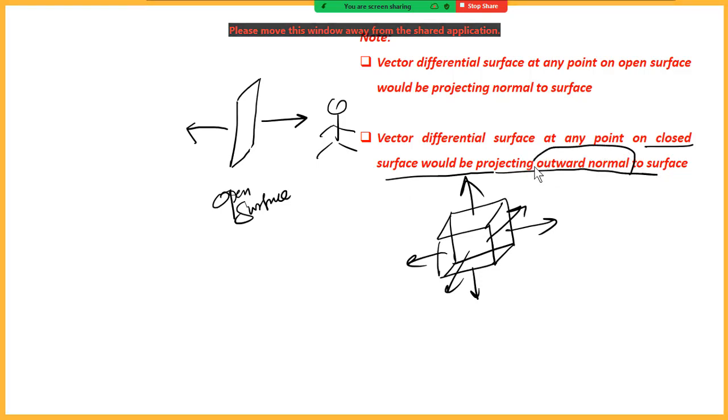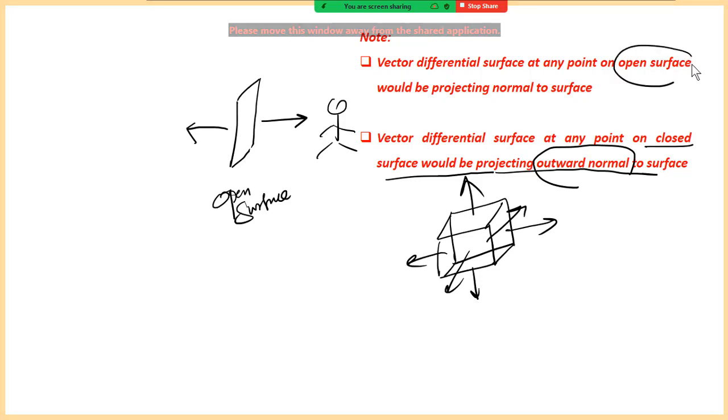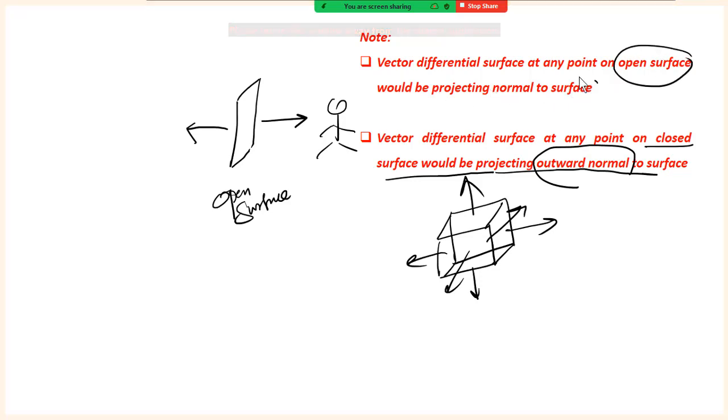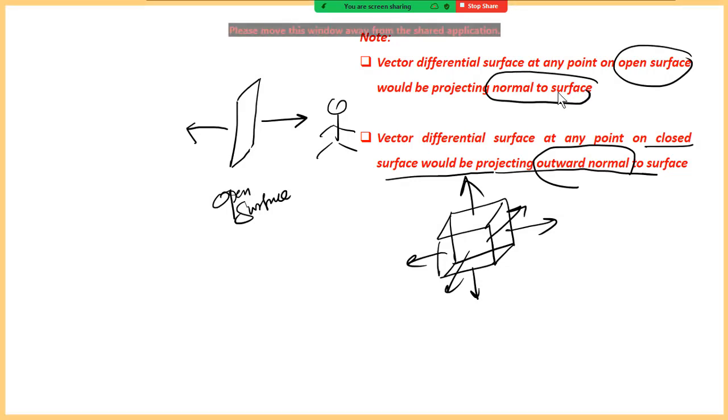Outward normal only. But when you take the vector differential surface at any point on the open surface, it will be projecting normal to the surface. It says normal to the surface, but it does not say outward normal. Okay, inward normal is also there. Like that you have to consider.